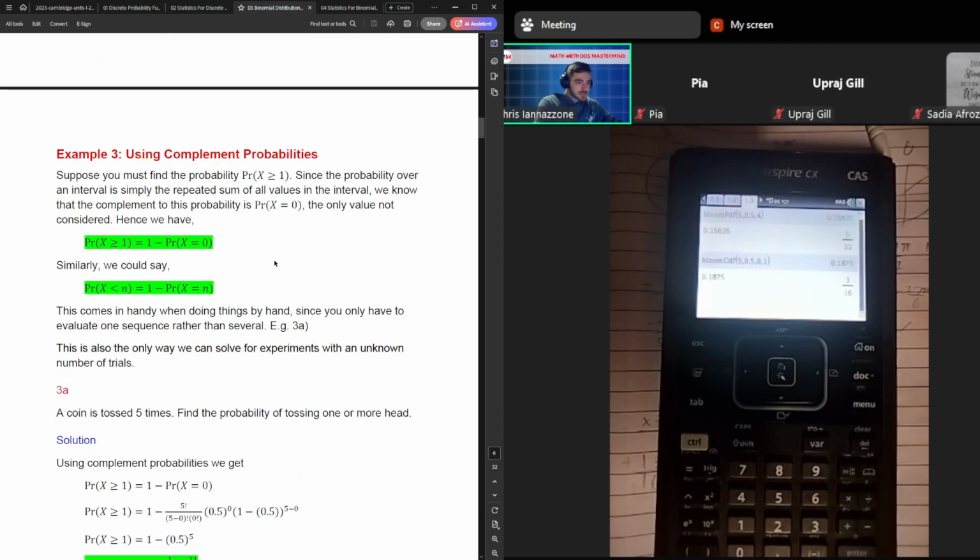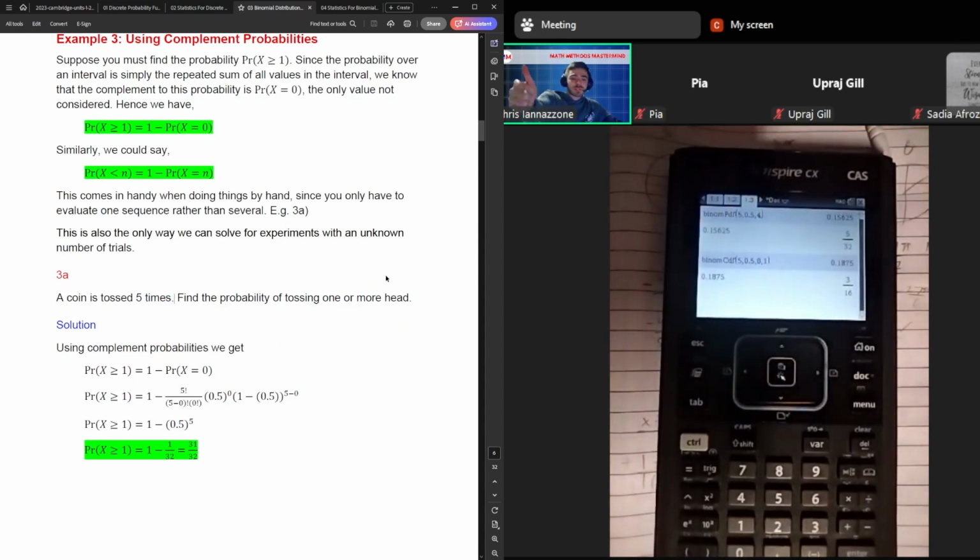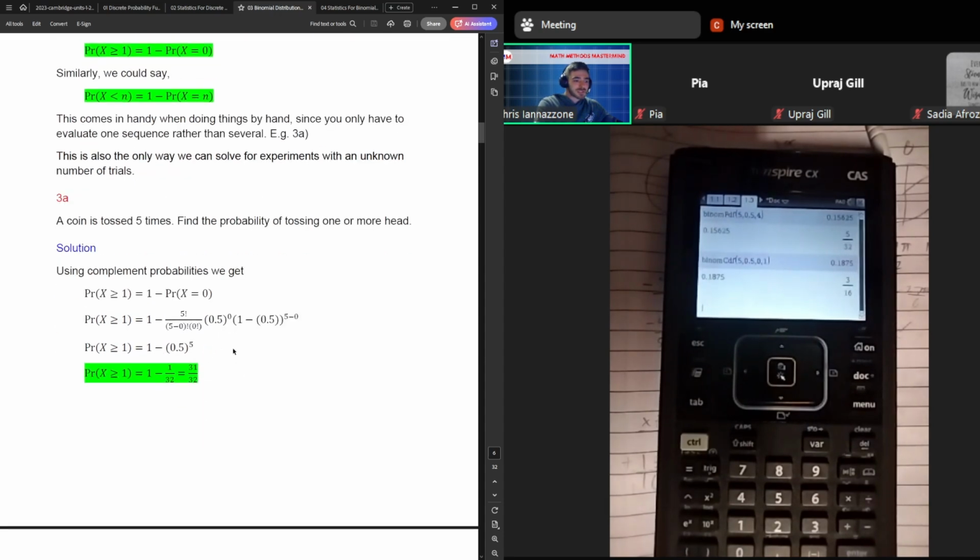Complement probabilities. So this is helpful for if you don't have a known upper bound. Well, more helpful for if you don't have a known upper bound. It's also helpful if you do, but the upper bound is nasty. Like if you want to do 1 or more head and you're tossing 5 times, doing that by hand will be doing x equals 1 plus x equals 2, 3, 4, 5. Or, better off, flip your inequality, do 1 minus x equals 0, and then solve one Bernoulli sequence instead of 5. A lot nicer.